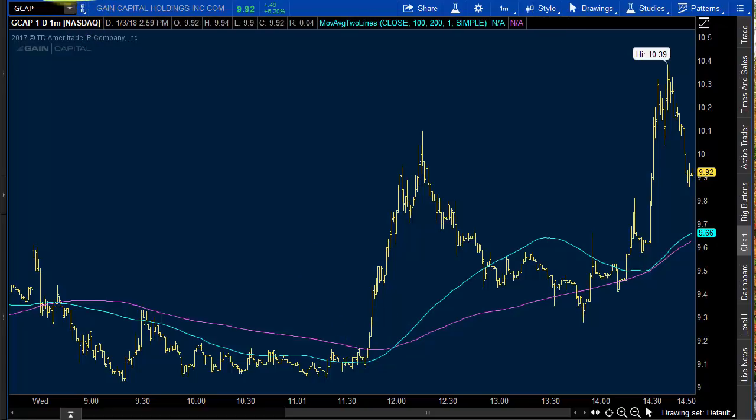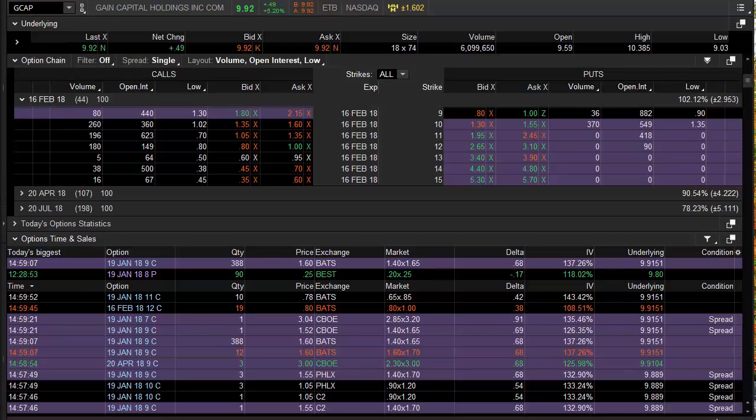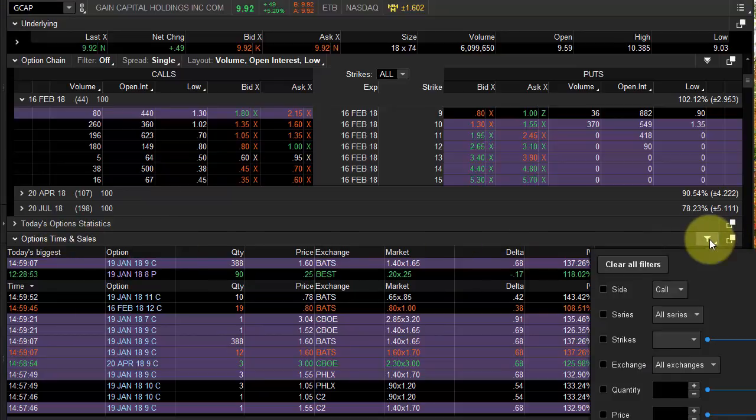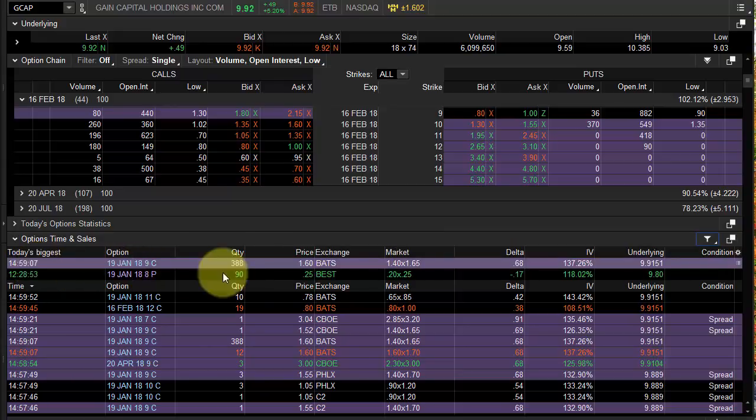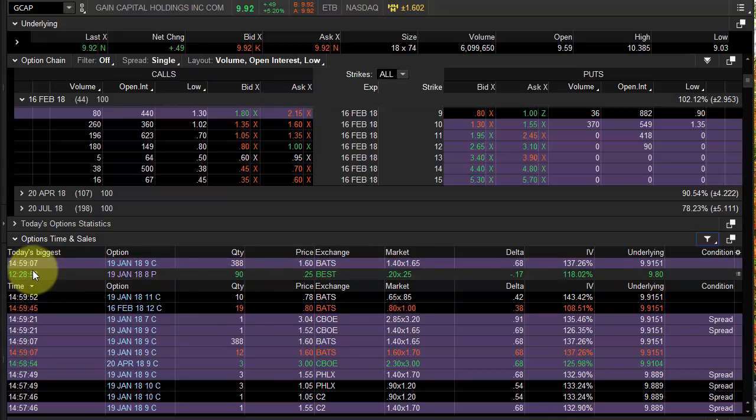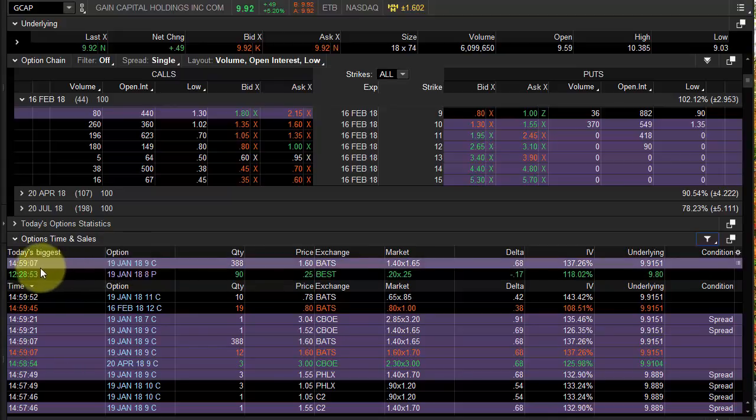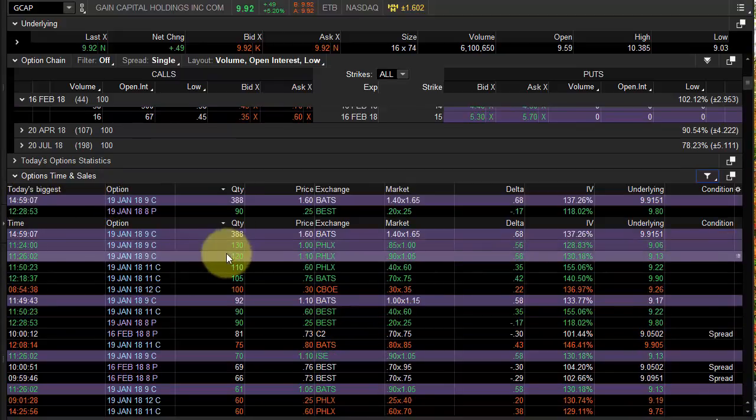So if I go over to the options, we look at GCAP, and I put up the options time and sales. In Thinkorswim, you just go to this little beaker. Boom. And you can see the biggest orders for the day. Wow-wee. Look at that order right at the close right now. That's a big order.